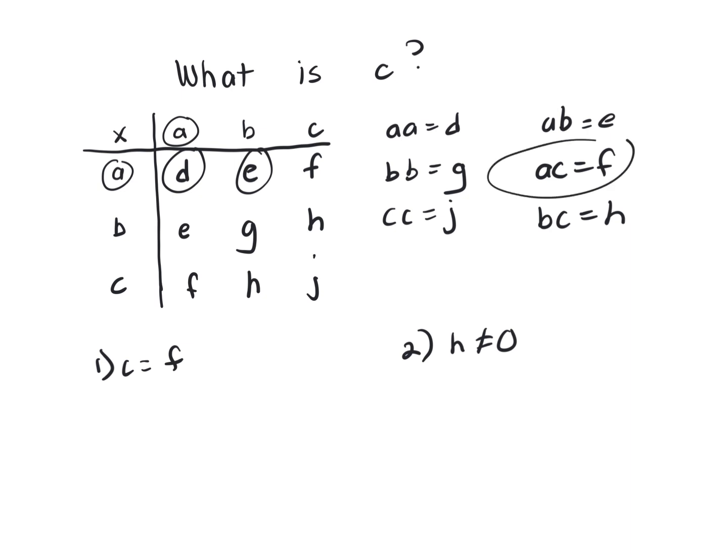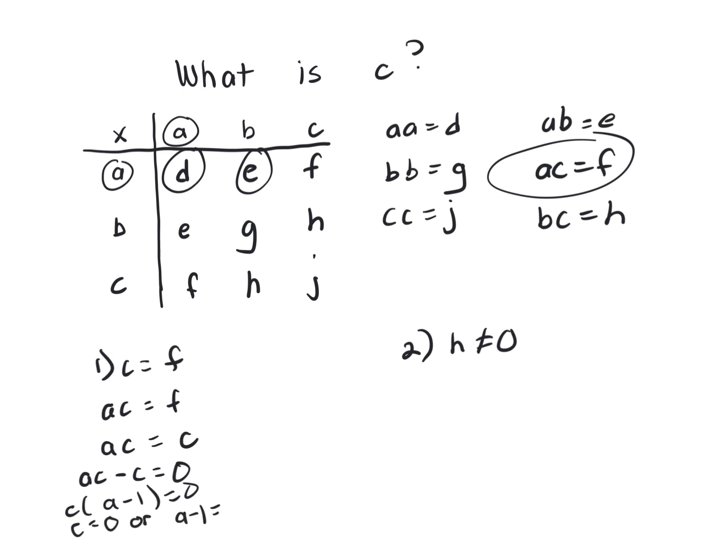So we know that AC equals F. So that means that AC equals C. Can you tell by looking that means either A is 1 or C is 0? If you can't eyeball that, you can say AC minus C, and then factor out the C, and you get C times (A minus 1) equals 0. So C equals 0, or A minus 1 equals 0, which means A equals 1.